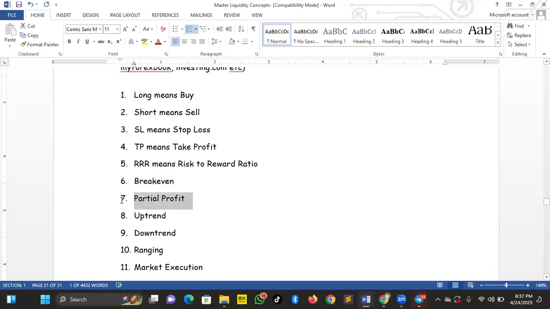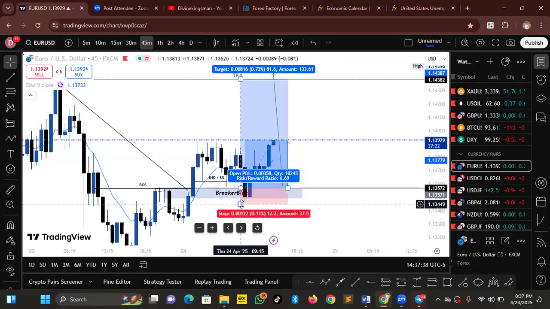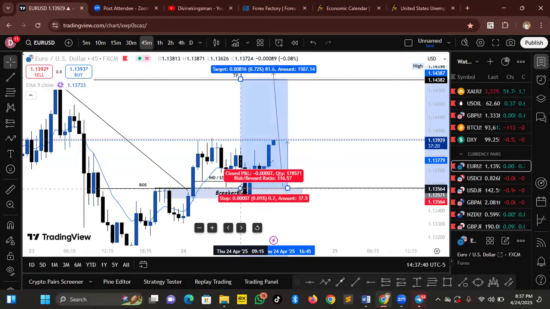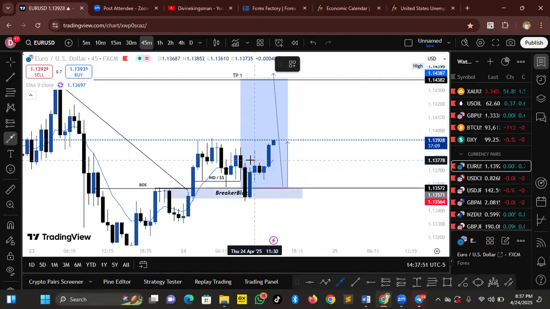So the next one we'll talk about, and we'll end here, is partial profit, right? Now, when you have moved your stop loss to break even, you push the price maybe all the way up here. Now you can do something. That entry that was here before, initially your stop loss was here. You now move your stop loss to break even.